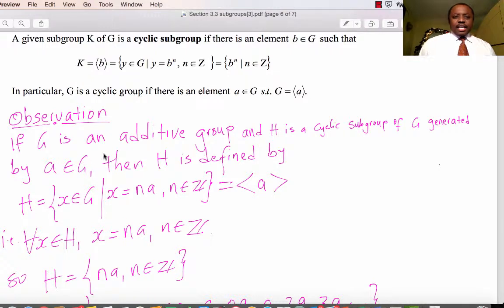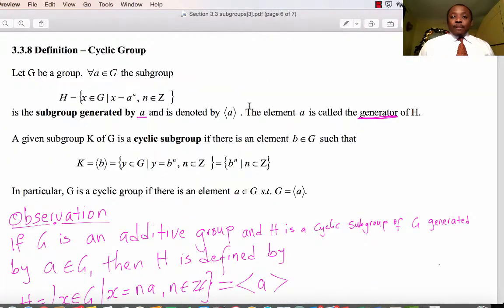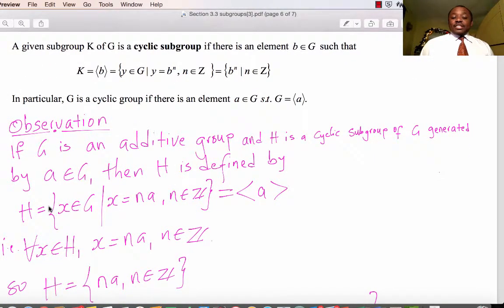Observation. If G is an additive group and H is a cyclic subgroup of G generated by a, then H is defined as the set of all elements in G such that x equals na. For multiplicative groups, H is defined as the set of all x in G such that x equals a raised to the power n. For an additive group, H is defined as the set of all x in G such that x equals na. And that subgroup is generated by a.